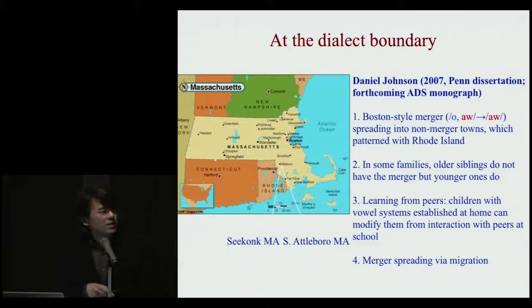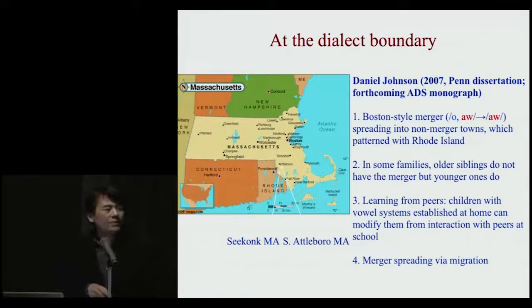But around the late 80s and 1990s, there was a lot of migration from this area to here, largely due to job opportunities. As a result, the change is spreading from Boston to Rhode Island dialect regions. And as shown earlier, in some families, older siblings still retain their parents' distinct system, but the younger children actually acquired the newer system. This all happened in the span of 3 to 5 years.